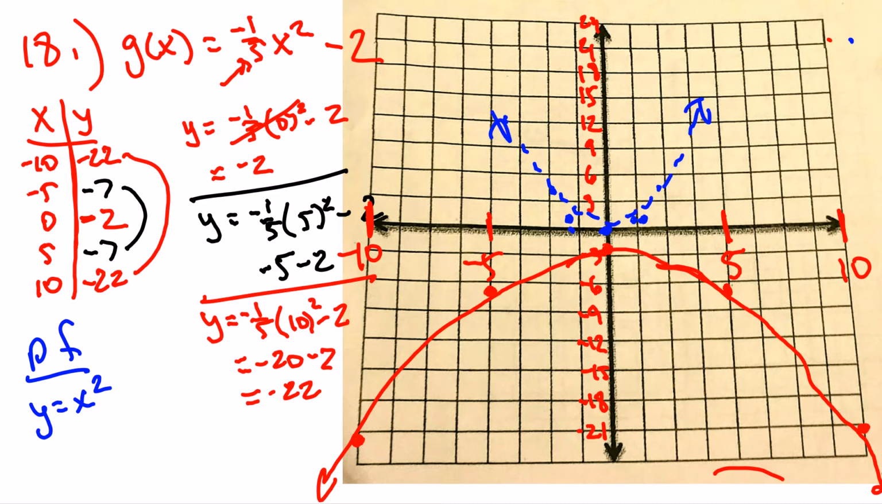So the new graph is flipped. It's wider, and it's down 2 units to start. And that's it for 18.